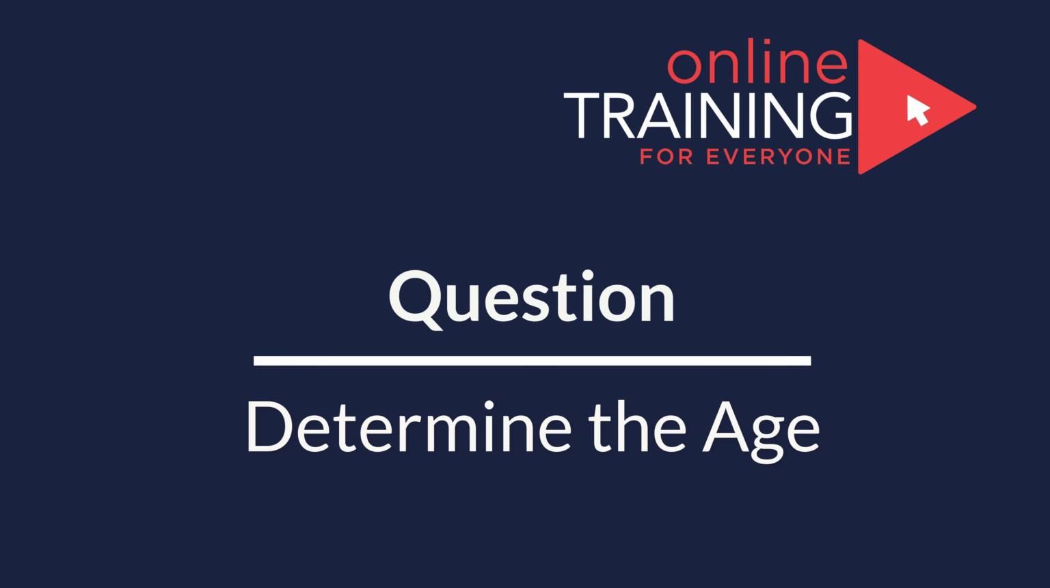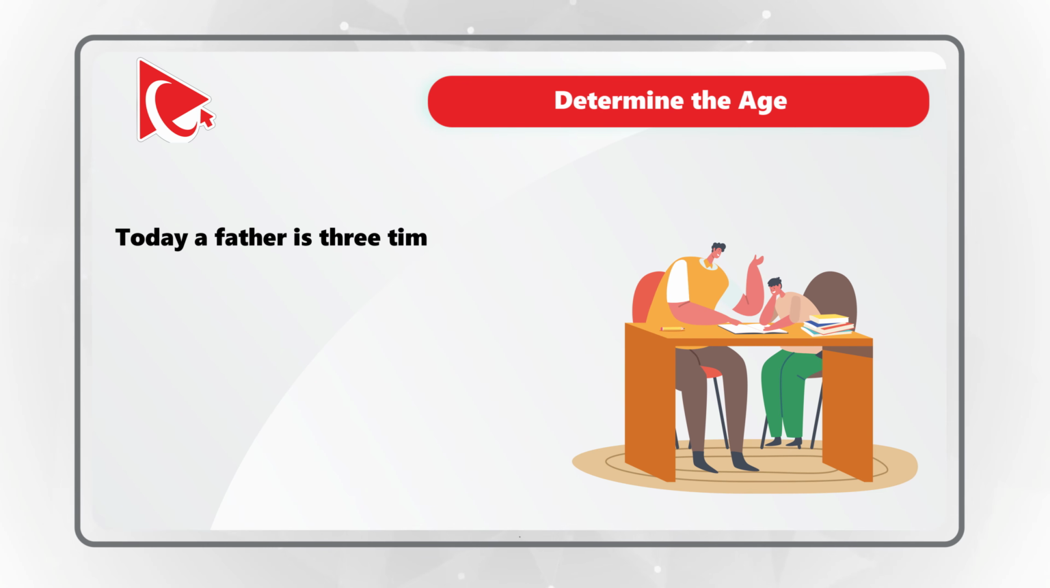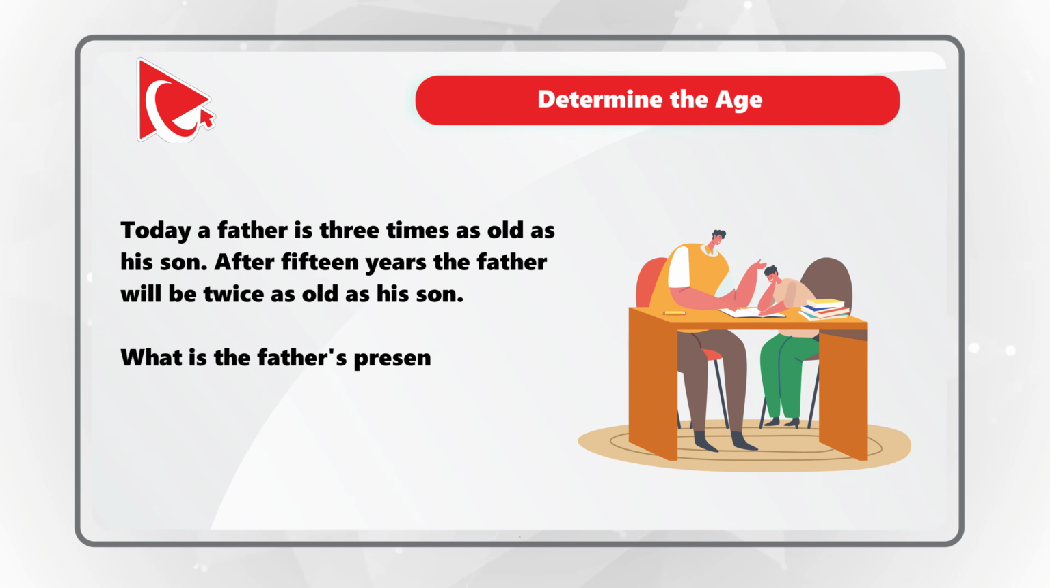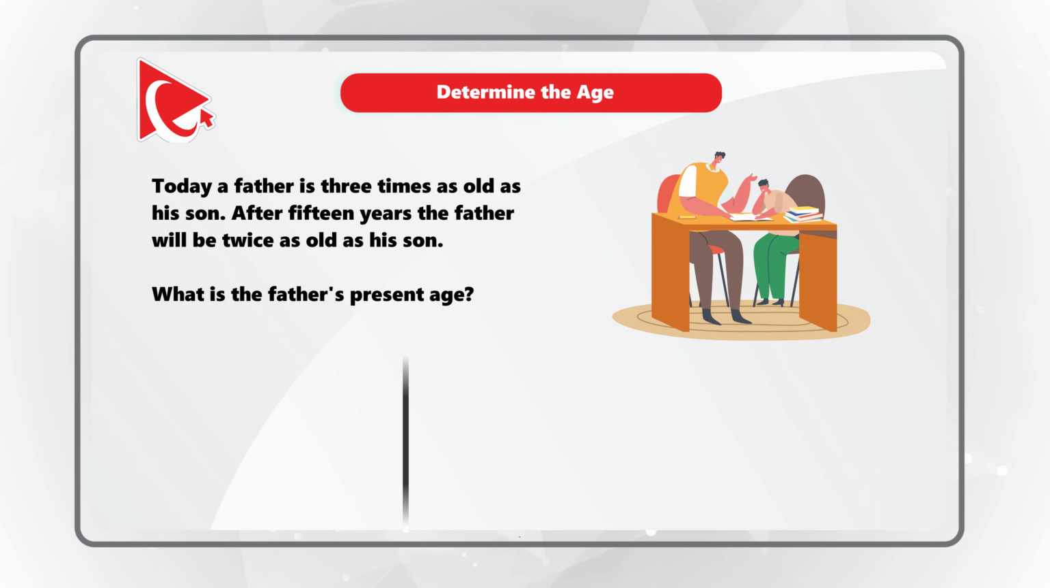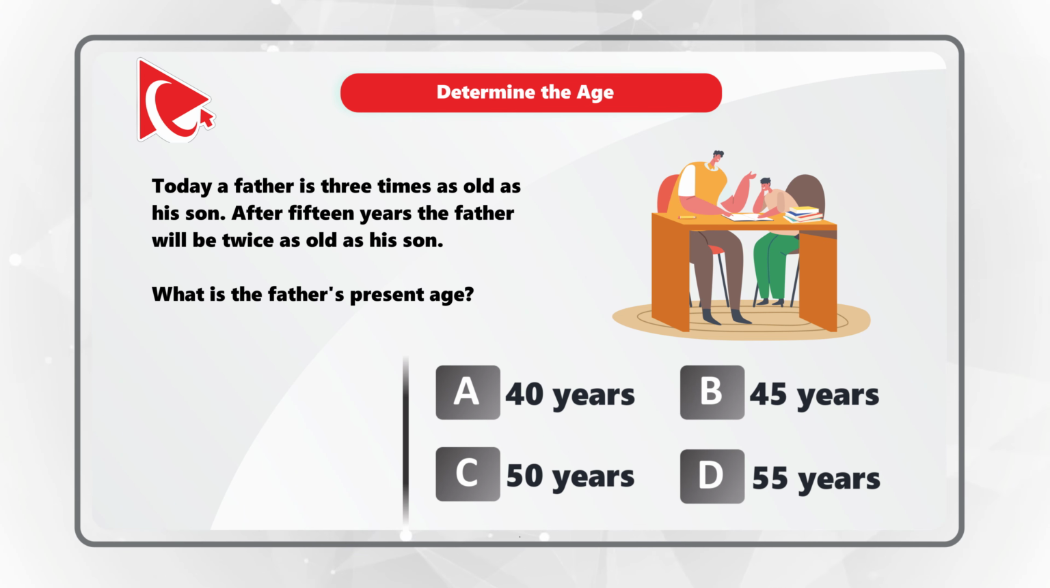Here is a frequent test problem where you need to determine the age of the family members. Today, a father is 3 times as old as his son. After 15 years, the father will be twice as old as his son. What is the father's present age? And you have 4 different choices. Choice A, 40 years. Choice B, 45 years. Choice C, 50 years. And choice D, 55 years. Do you see the answer? Give yourself a little bit of time to see if you can come up with the solution.